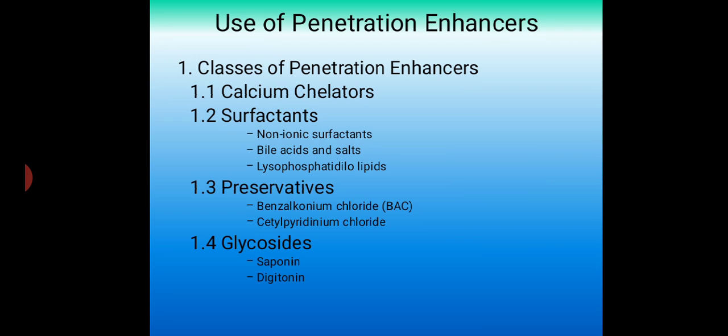The penetration enhancers might work with various mechanisms. Mainly, they weaken the intercellular junctions, the tight junctions, and help in the permeation of the drug molecules. The penetration enhancers are of different types, and they work under different mechanisms, and some work with the same mechanism itself. The first one is the calcium chelators.